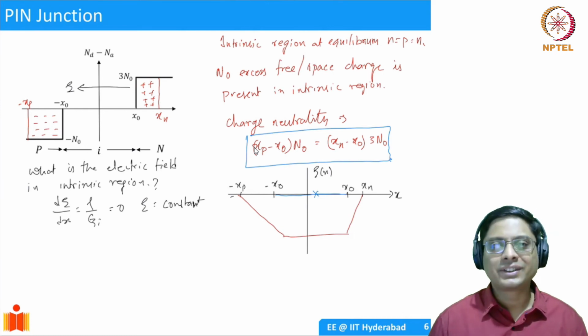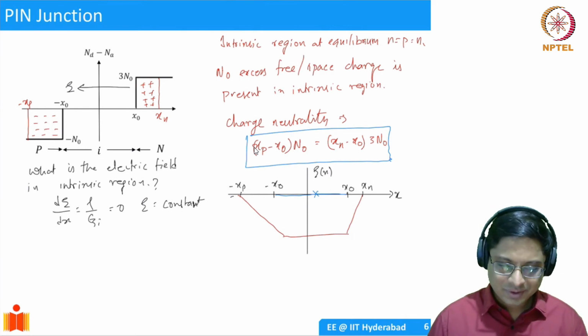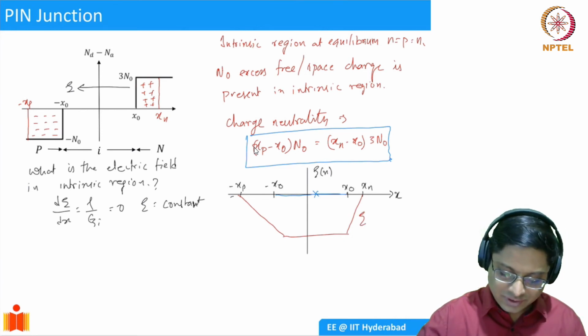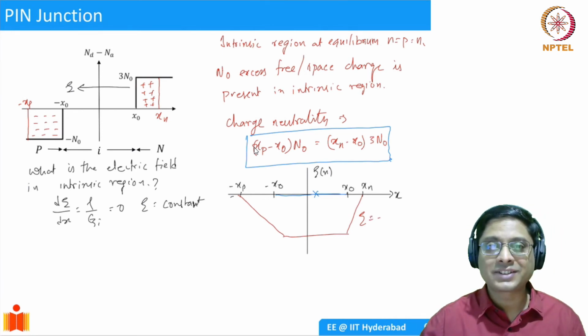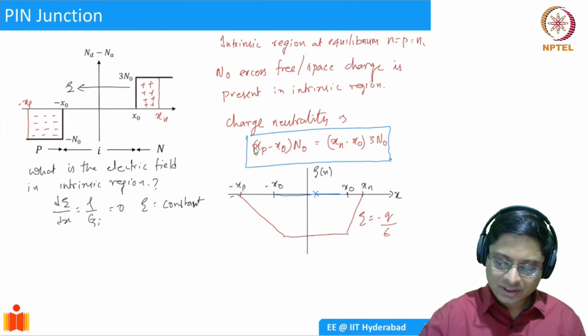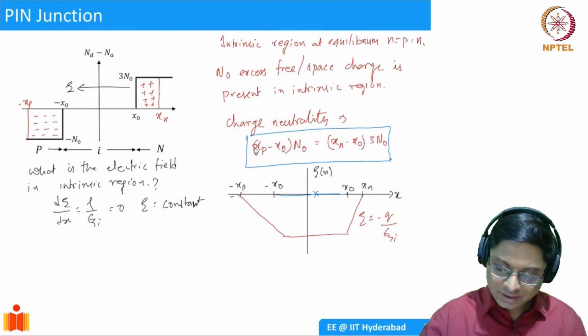It has a lot of implications, especially in photodetectors. Okay, so you can compute. What is this relation here? This electric field expression is going to be minus. Now we should be experts in writing these electric field expressions. So there should be q, there should be epsilon silicon, and then there should be the charge, right? How much is the charge here? On the n side it is 3 n naught times x.